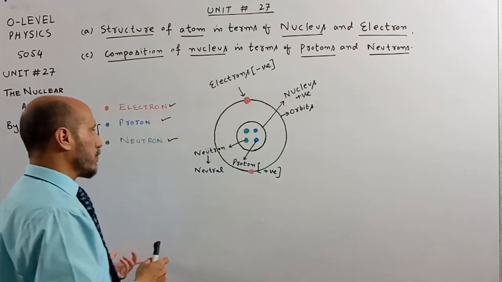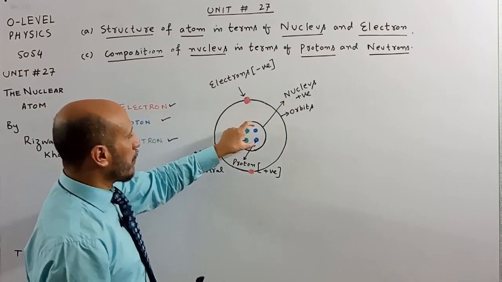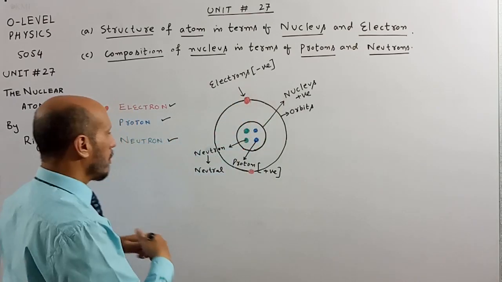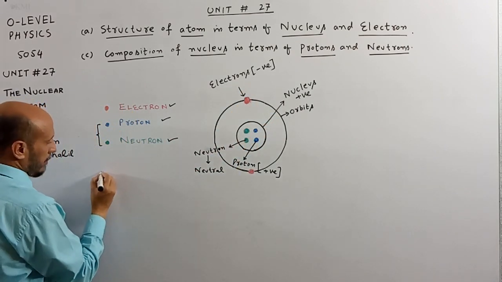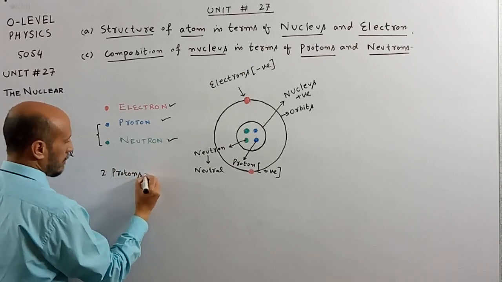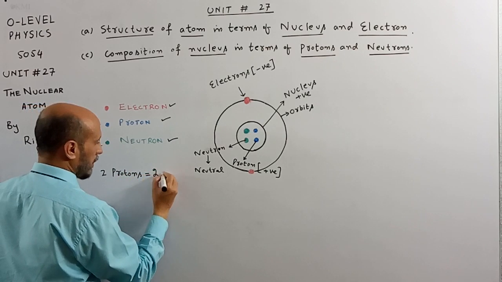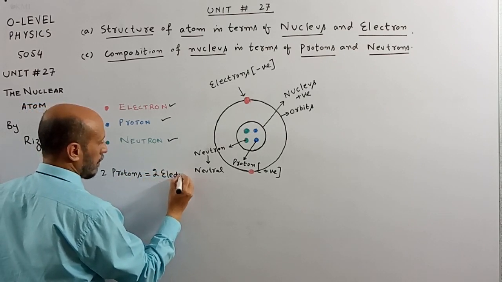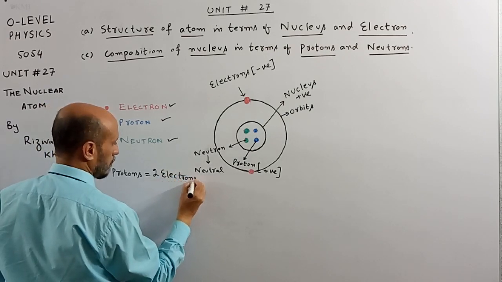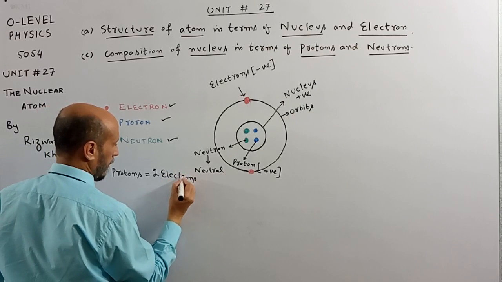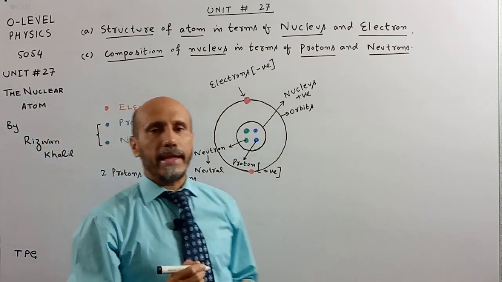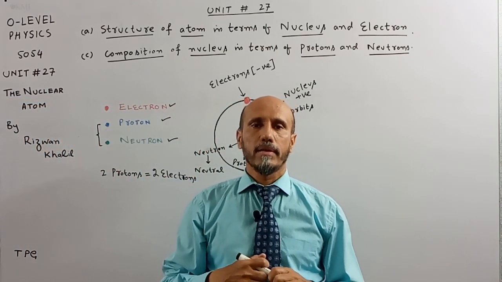But one thing is there as well, that number of protons is always equal to number of electrons. What does it mean? That if there are two protons, then definitely these two protons are equal to two electrons. So in this way we can say that atom is a neutral particle.